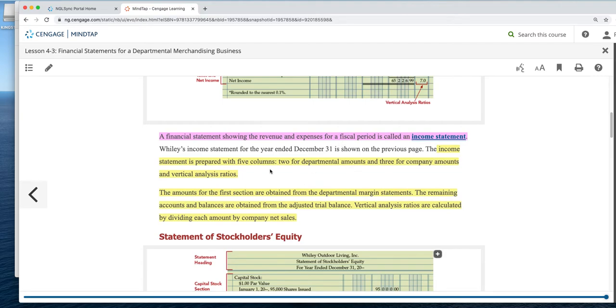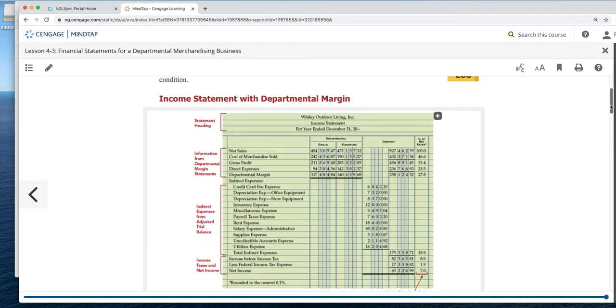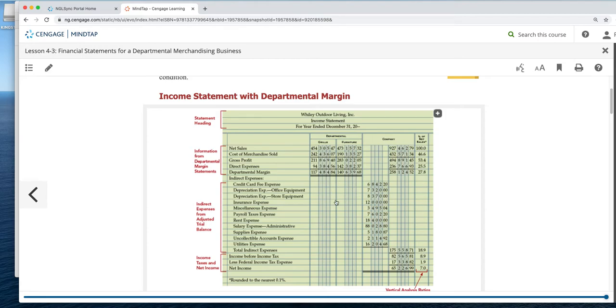There's a bunch of different columns. You get the 2 department amounts. We get some vertical analysis ratios. Basically, I just want to tell you quickly where you find this information. We always do who, what, when at the top. Wiley income statement for year ended. Income statement is for year ended.